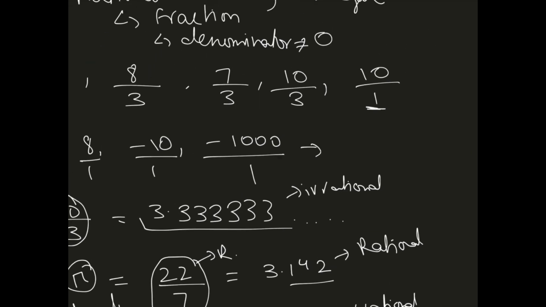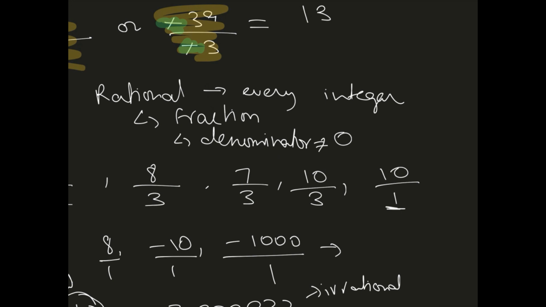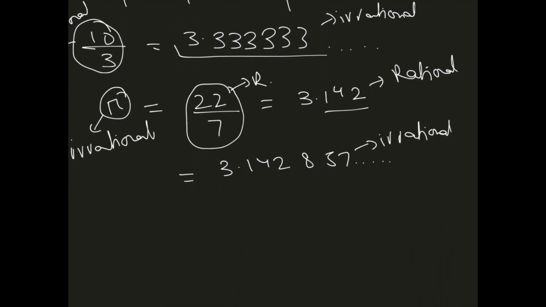So any number that can be expressed in the form of a fraction is a rational number, and the fraction must have a non-zero denominator, like the denominator of the fraction must not be 0. So if you divide 2 by 0, because the denominator is 0, then this will not be a rational number, this will be an irrational number, right?